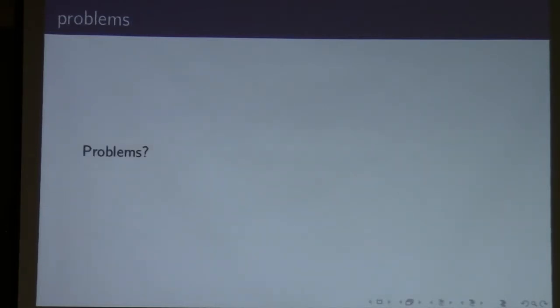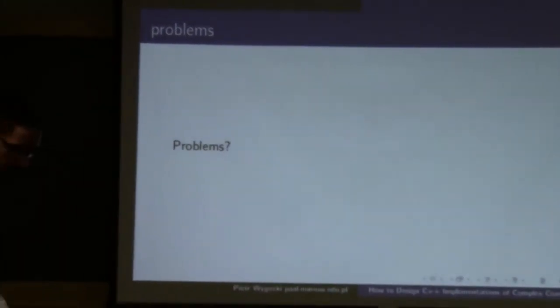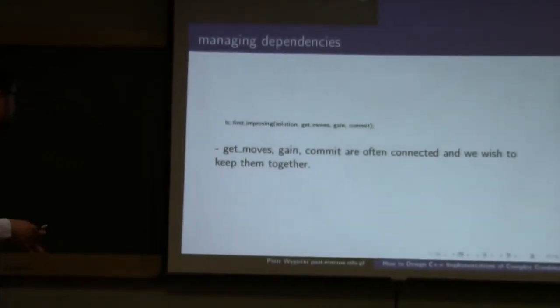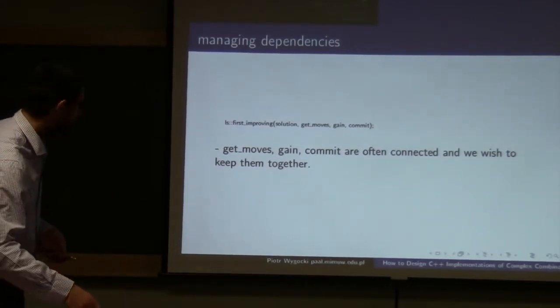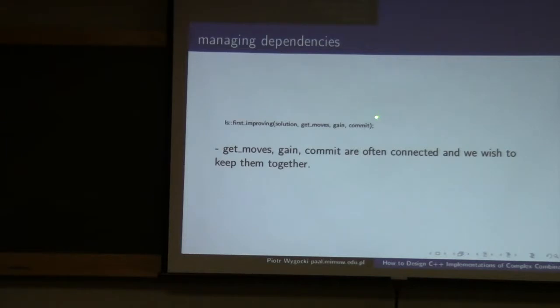Okay, so what are the problems with this design? The problem is that these three functors might be dependent, and the worst case is that, for example, this commit functor assumes that we used some specific gain functor. They might be dependent. This is not always the case. Actually, in most cases, this is not the case, but it might happen. And this is very bad because we definitely want to keep them together.